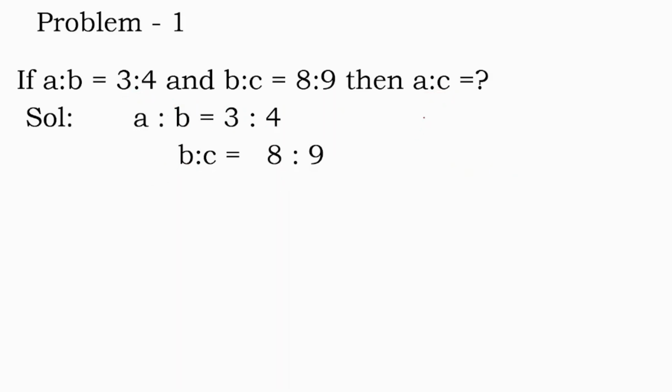This problem can be solved in another way. A is to B can be written as A by B, and 3 is to 4 as 3 by 4. So A by B equals 3 by 4. Similarly, B by C equals 8 by 9. If you multiply these two ratios, A by B into B by C equals 3 by 4 into 8 by 9. So here B gets cancelled, and A by C results.